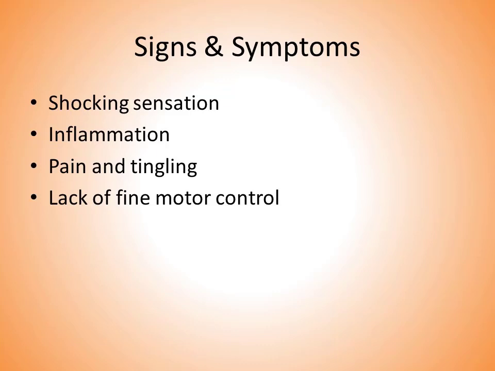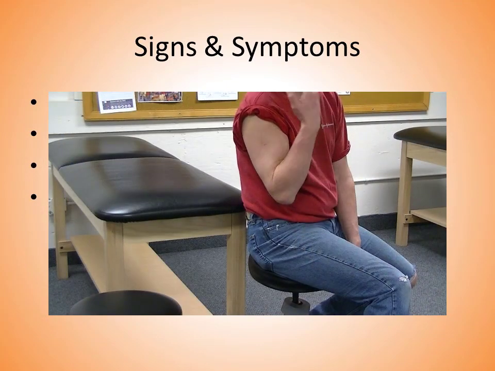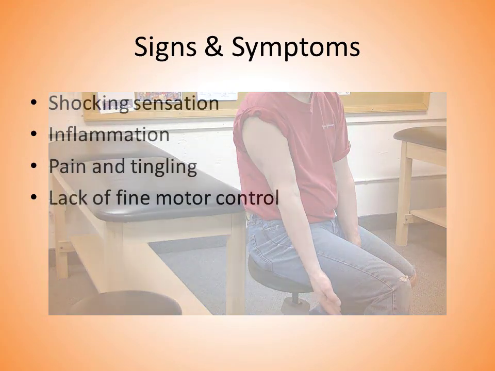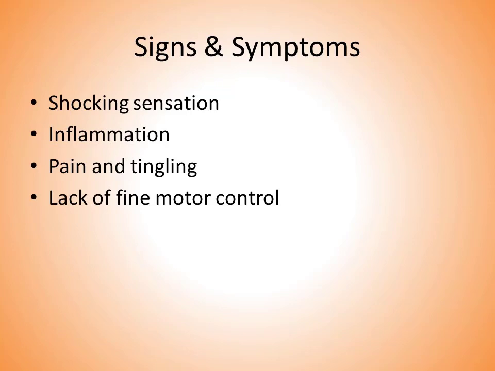Signs and symptoms include a patient complaining of a shocking sensation along the medial aspect of the elbow. There may be inflammation localized to the cubital tunnel. There is pain and tingling radiating distally throughout the ulnar nerve distribution, and the patient may lack fine motor control of the hand.